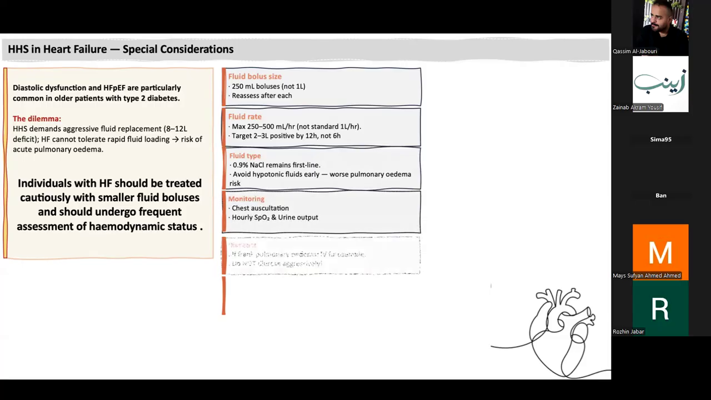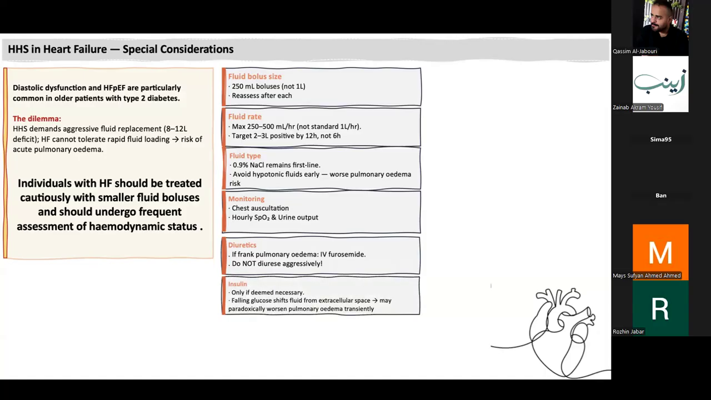The monitoring, we talked about how to monitor. If you feel the patient becomes overloaded, you need to diurese. Don't aggressively diurese them. Just give them small doses of IV furosemide and again reassess. It's all about doing things slowly, cautiously, with regular reassessment. And again, you introduce insulin only when, the same applies here, osmolality is not falling and the glucose is not changing despite adequate fluid hydration. Okay?